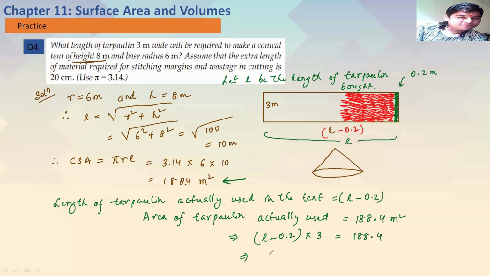So find out L, come on, Raghav. Sir, 3 into L minus 0.2. Let's bring 3 this side. I mean, divide 188.4 by 3. What is it going to be? Sir, 62.8, right? I think. Am I correct, Raghav? Yes, sir. So what is L going to be? L is going to be 62.8 plus 0.2, that's 63 meters.